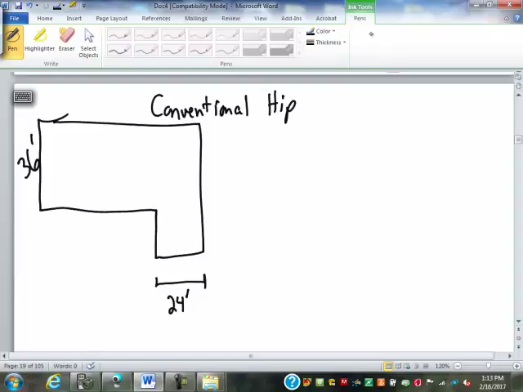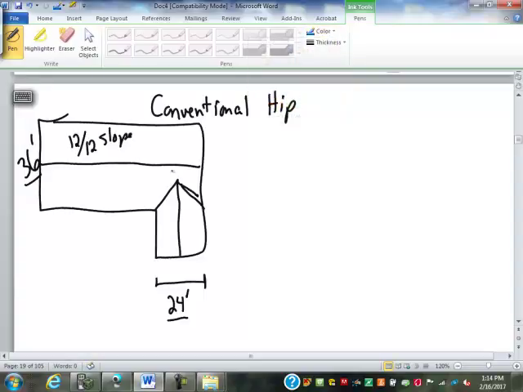Conventional hip, what does that phrase mean? Slopes are the same. So here's the ridge for my main roof, and we're going to say that this is a 12-12 slope. Now obviously this is a 36-foot span, this is a 24-foot span. What does that say about our peaks? If these slopes are the same, the peaks do not match. The peak of this roof here does not hit the peak of that roof. It stops somewhere in there, like that. It only goes partway up the side of the roof.